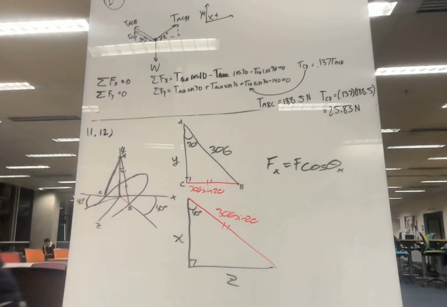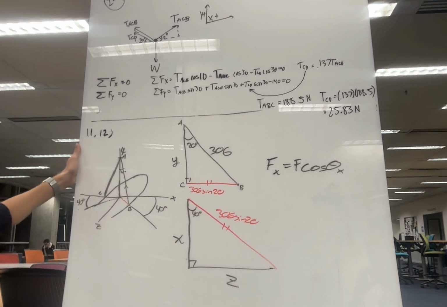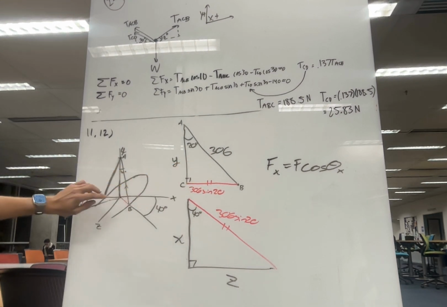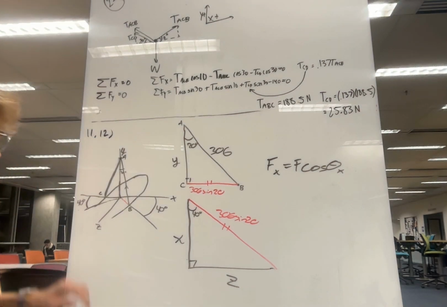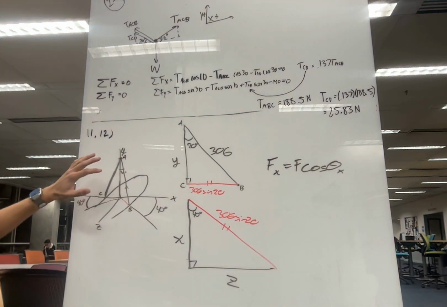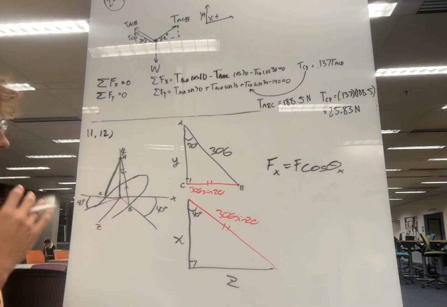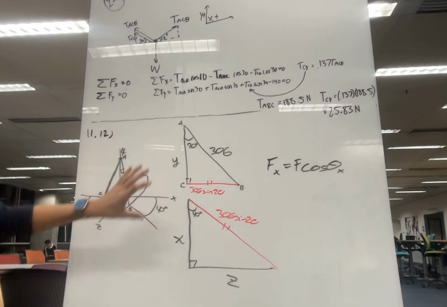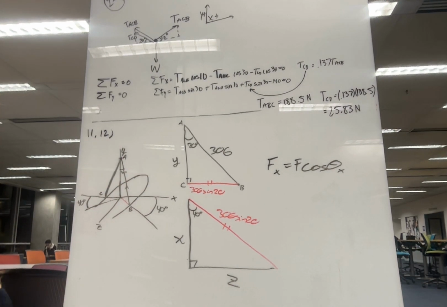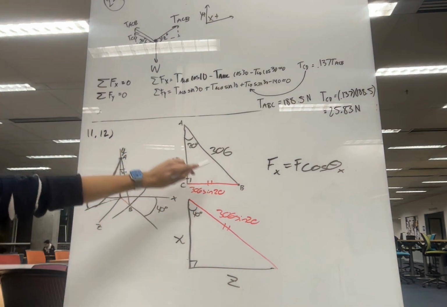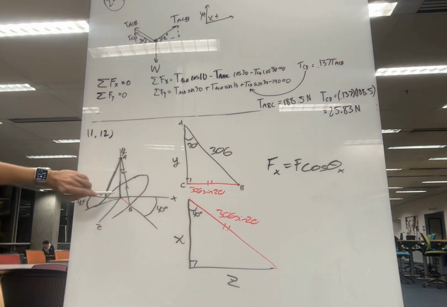Alright, so this is problem 11 and 12. This is the boat problem. We're given that the tension in this guy wire is 306, and that it has a 20-degree angle with the mast. I think the immediate idea in my head was to go to a free body diagram, but you actually don't need to do that. You can just develop it into two different triangles. So this is the guy wire, and then this is the mast. So this is this triangle right here.